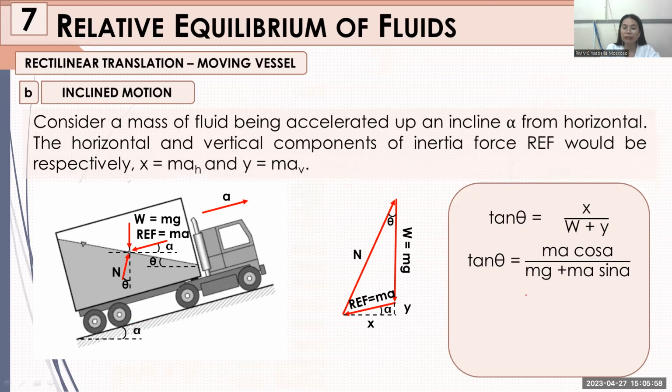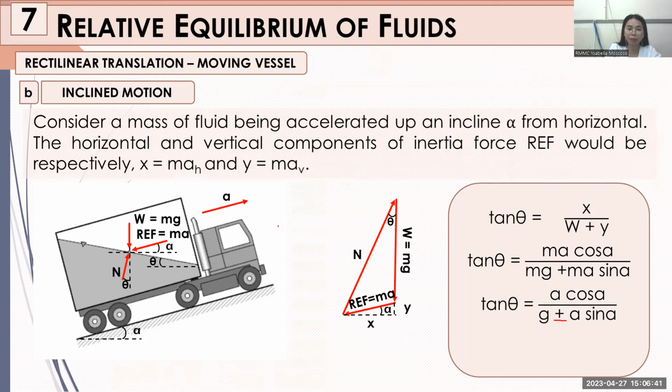Okay? So, simplify natin to, magiging ma cosine of alpha, factor out ko yung mass kasi parehas lang naman yung sa denominator, no? Mass is equals to gravity plus a sine of alpha. Ano yung makukonclude natin dito? Mass will be cancelled. Okay? So having that said, the formula for your angle, for the inclination of your fluid inside the vessel, that is a cosine alpha divided by g plus a sine of alpha. And take note of this, that should be plus and minus alpha.